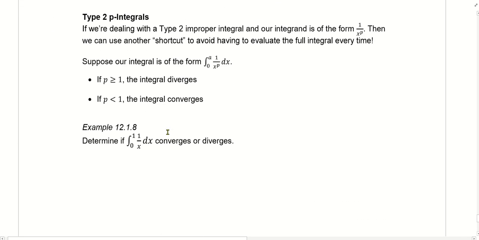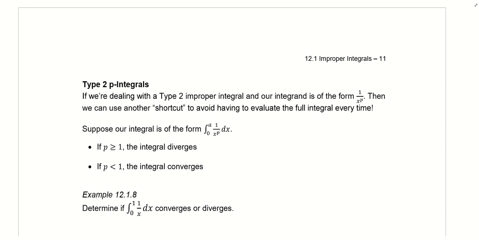Now, one last thing here with a very short little example are the type 2 p integrals. Another nice thing about these improper integrals is we have this p integral form for both. So if we're dealing with a type 2 improper integral, and our integrand is of that 1 over x to the p form, that same thing we saw with type 1, then we can use yet another shortcut to avoid having to evaluate the full integral if we're just curious about whether the integral converges or diverges.